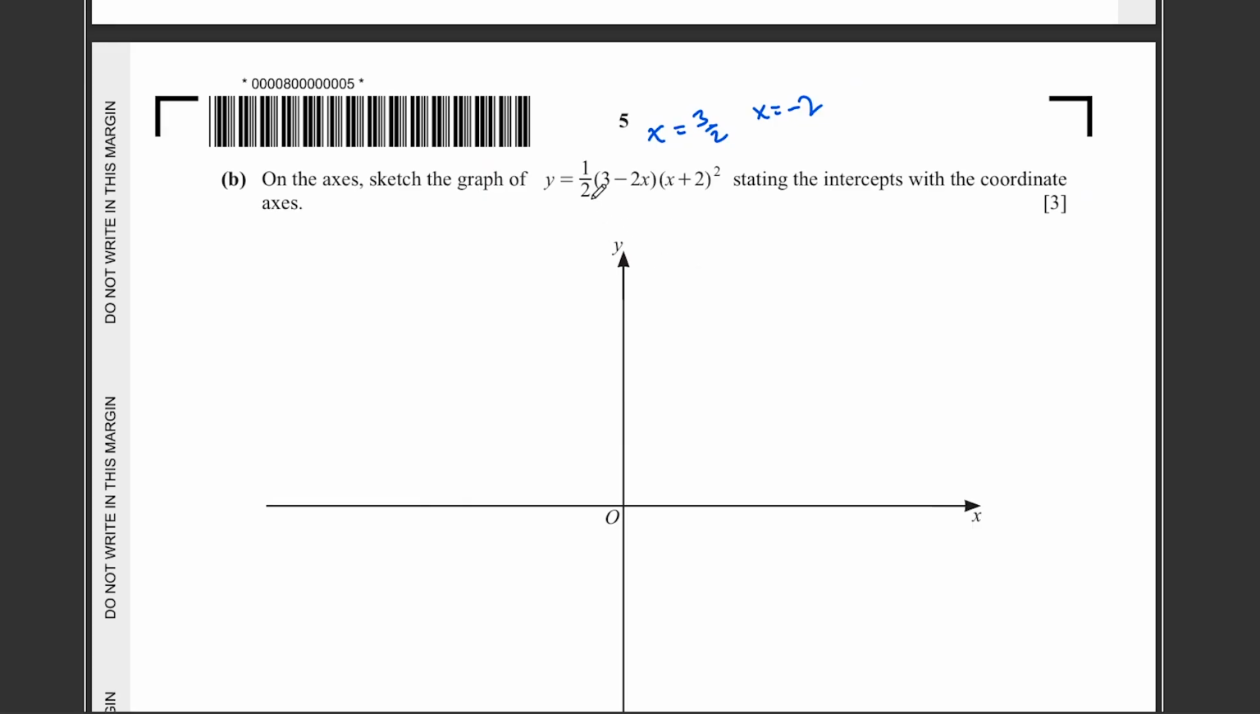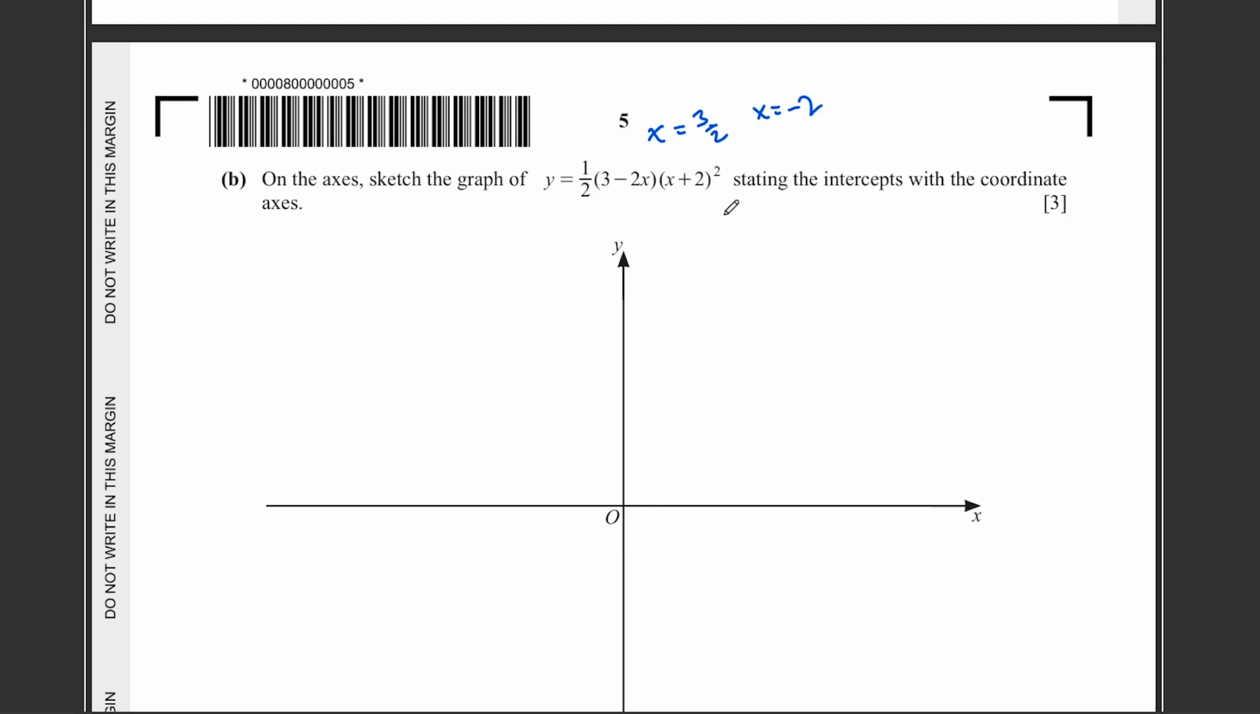Since the coefficients of the x's multiply to become negative, the coefficient here is negative and the coefficient here is positive. So it will be a graph that is going downwards. Okay, going downwards. So let's first sketch out the graph.